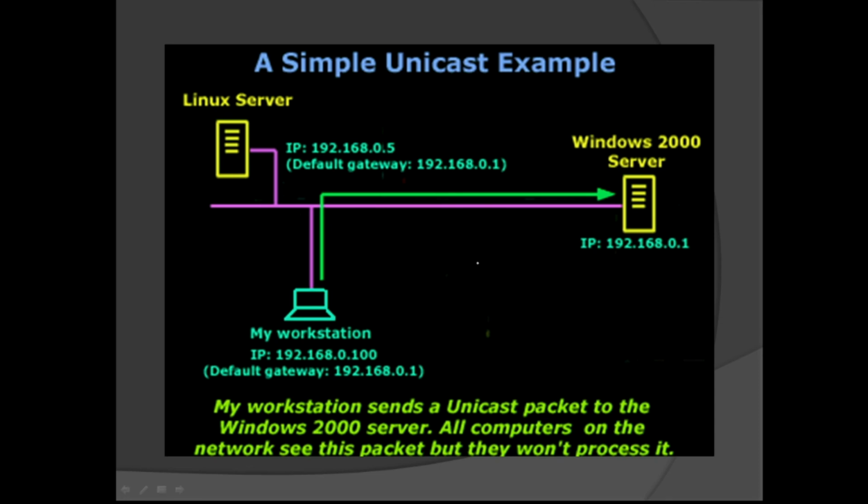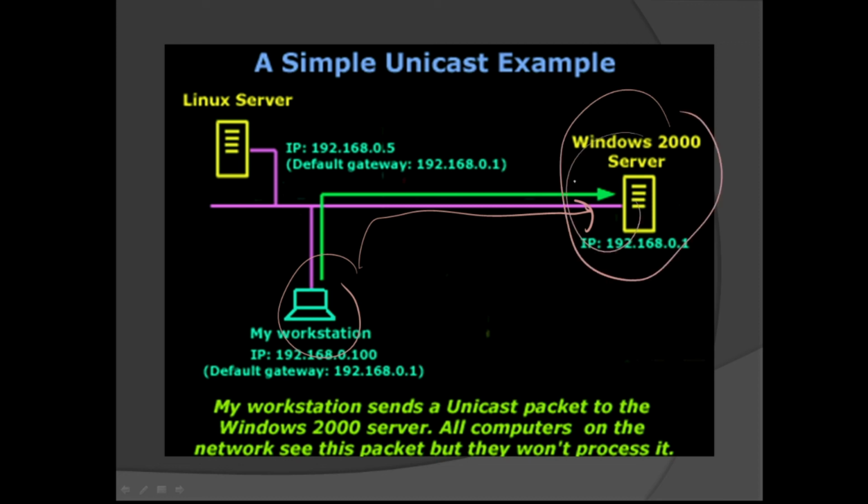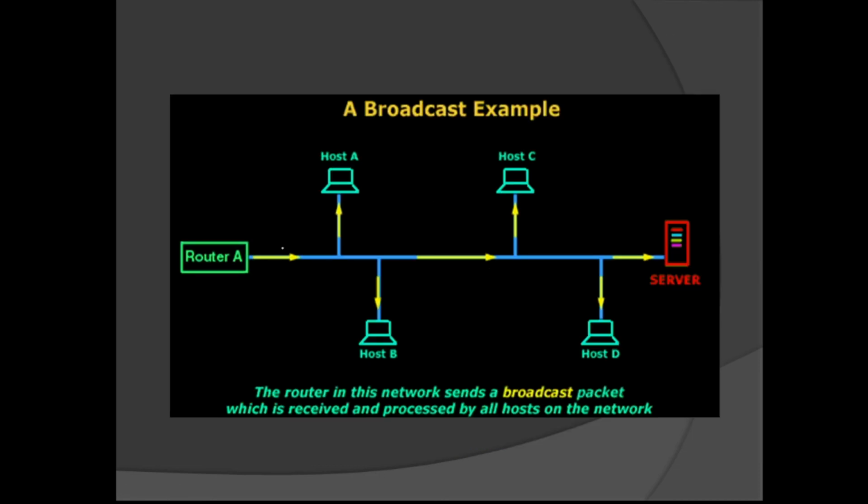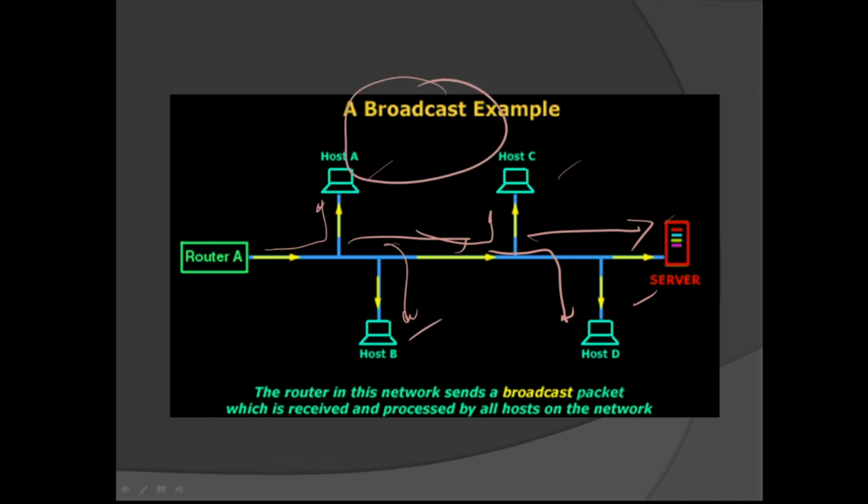So an example of this one, this computer sends data to this server or asks service to this server, and this server will reply to this client. Okay, so this is a unicast transmission. So for broadcast, router A sends data to host A, to host B, to host C, and to host D, and to the server. So data is being received by all of the devices and computers over the network. So that is the broadcast transmission.